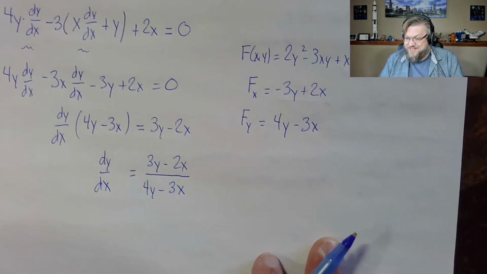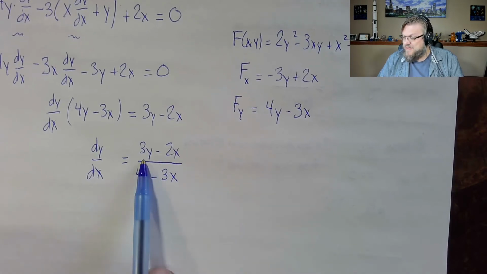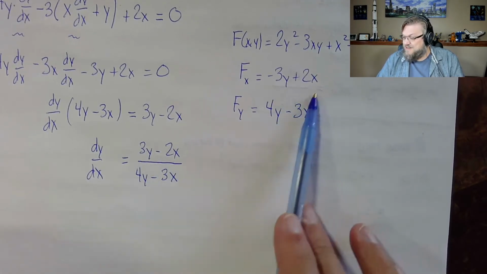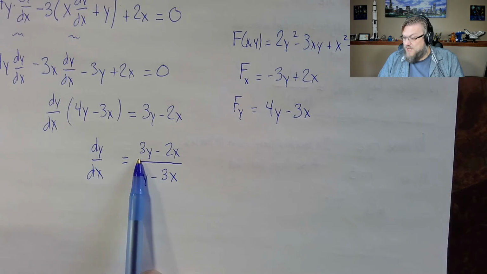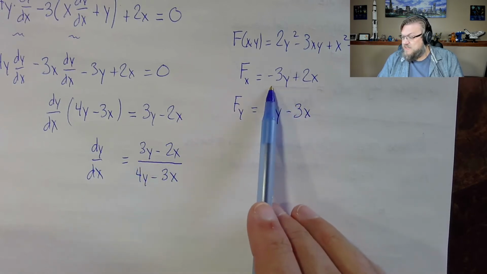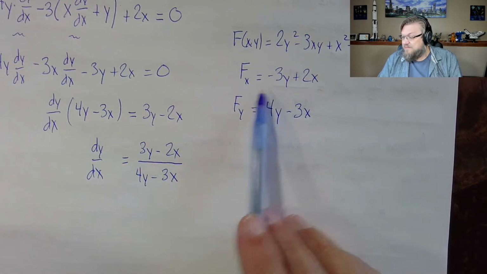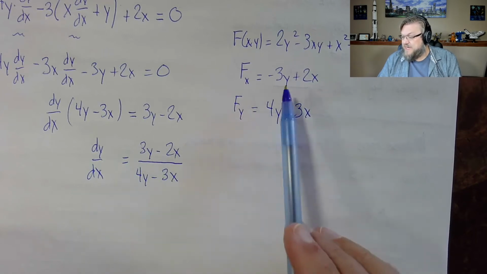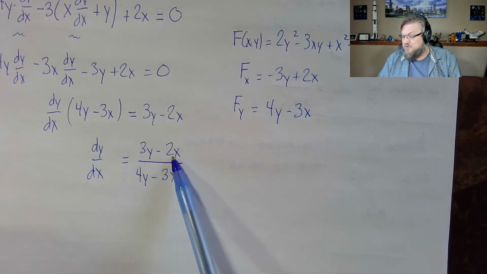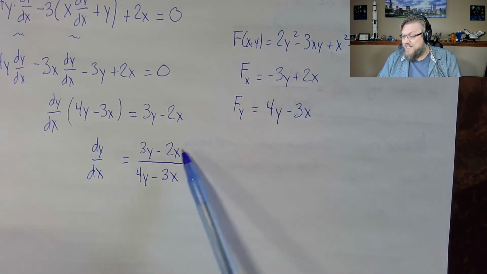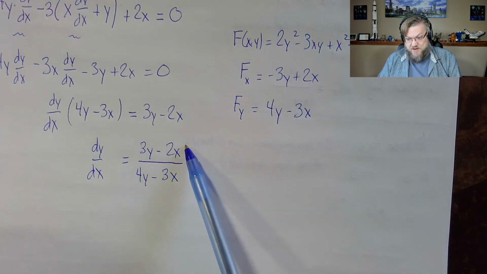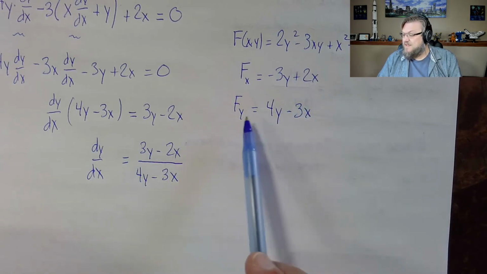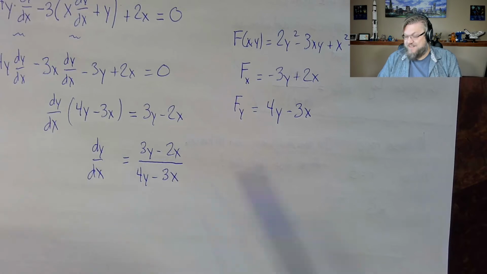And I want you to take a look at what dy dx happens to be. A whole lot of matching going on here. Do you see this? We have 3y minus 2x. This looks like the opposite. We have negative 3y plus 2x. But this is totally this thing except the opposite of it, right? It's off by a minus. Fy, on the other hand, is exactly the denominator.